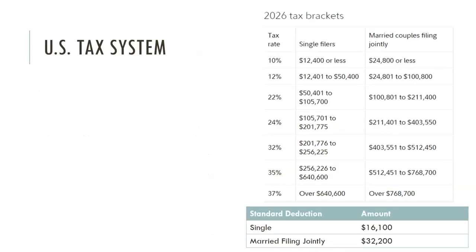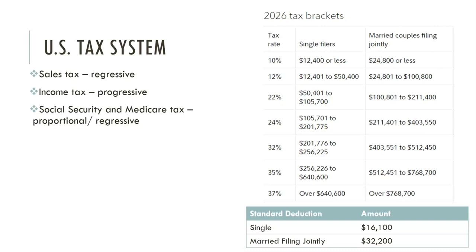And then here is the U.S. tax system. This is showing the 2026 tax brackets. In the U.S., we have sales tax, which is regressive. Income tax is considered progressive. Social Security and Medicare taxes are considered proportional up to a certain point because you pay a percentage of your income, and then it's regressive.